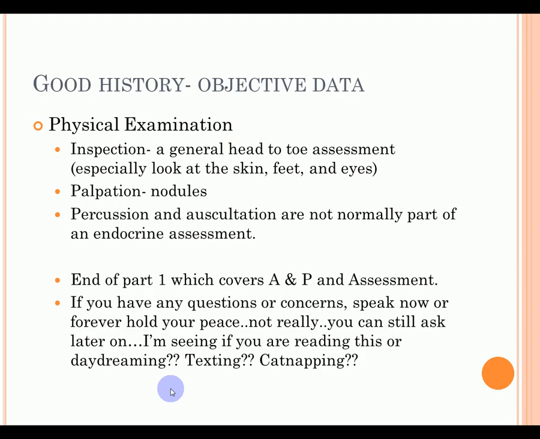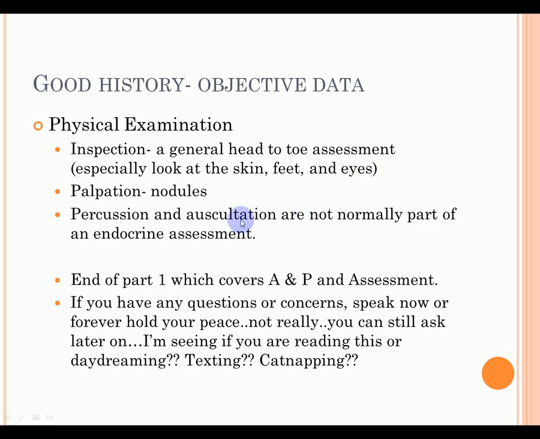A good history, objective data. You're going to do a look at the physical exam. You're going to look at inspection and palpation. Percussion and auscultation are not part of the normal exam of the endocrine system. It would be very hard to percuss the pancreas and auscultate the pancreas, in other words. So we're going to be inspecting. We're going to be doing a general head-to-toe assessment, especially looking at the skin, feet, and eyes of a diabetic.